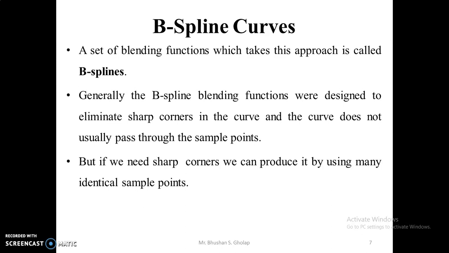Generally, the B-spline blending functions were designed to eliminate sharp corners in the curve, and the curve does not usually pass through the sample points. But if we need sharp corners, we can produce them by using many identical sample points. So this is all about B-spline curves.